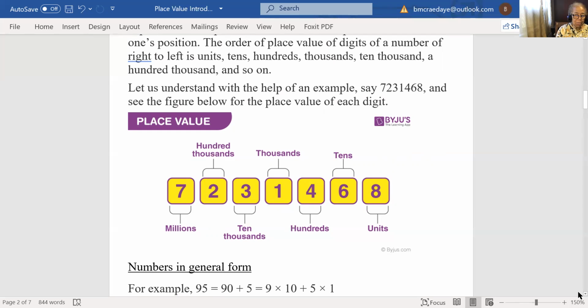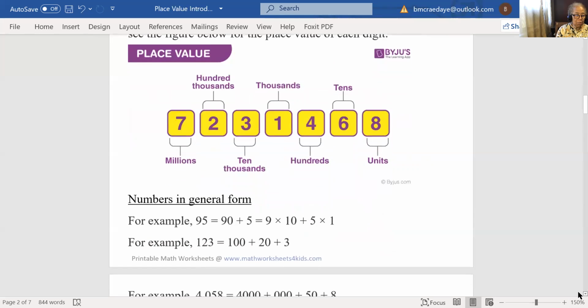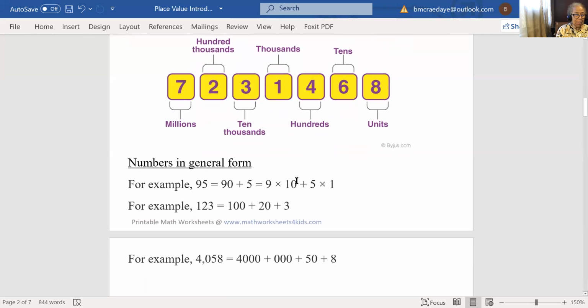Now, we can put numbers in what we call a general form, and that's really taking the number and dividing it up into the components that make up a number. 95 is made up of the number 90 plus 5. But what is 90? 90 is 9 times 10. What is 5? 5 times units, which is 1. So that's 5 times 1.